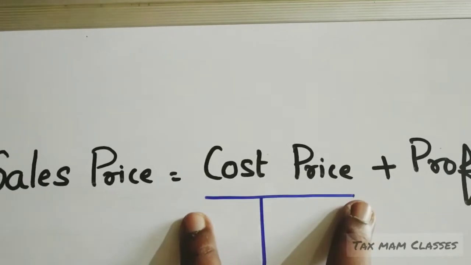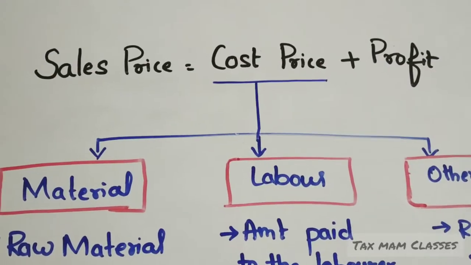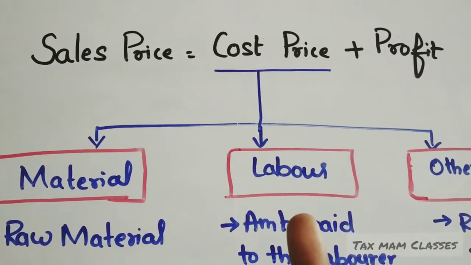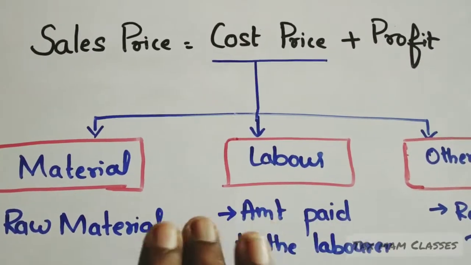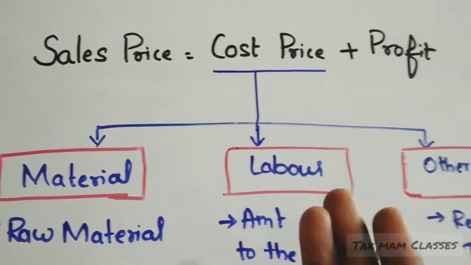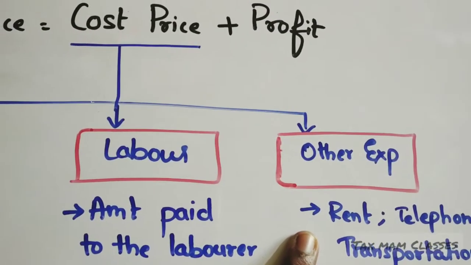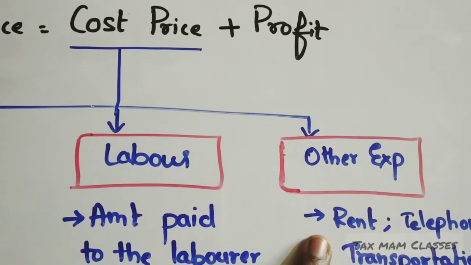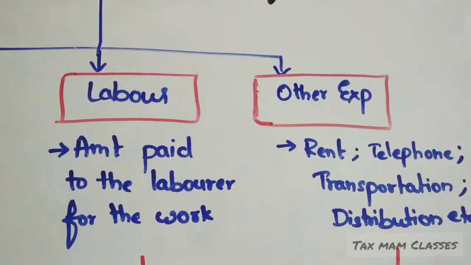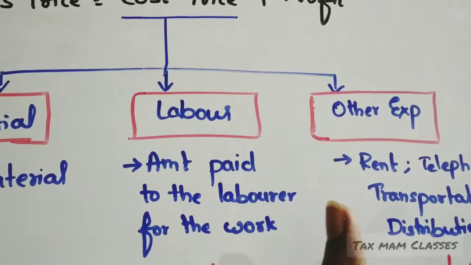So the cost price is divided into three main categories. Cost price will have raw material, and raw material should be converted into finished goods, for which some procedures are there. For laborers, we have to pay labor cost, which is an expenditure. And other expenditures like rent, for example, if our factory is rented or if we are storing the goods in a godown, godown rent, electricity charges, telephone, telegram, transportation, distribution, etc. There are many expenditures other than these two, which are covered under other expenditure.